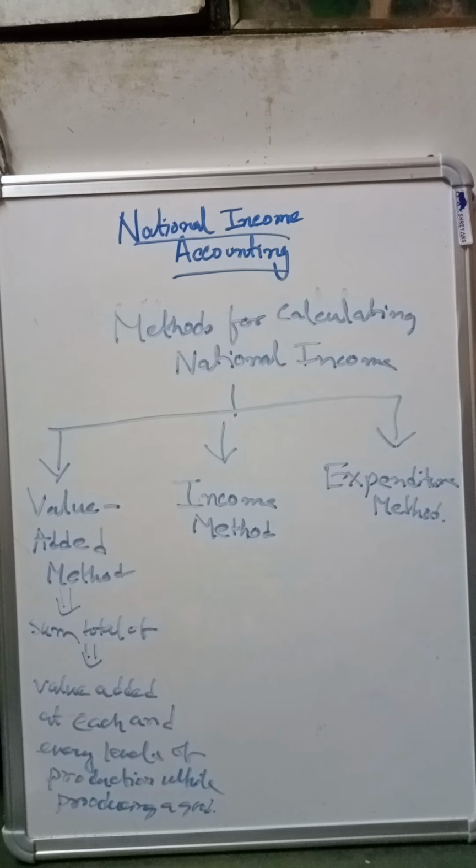Suppose we are making bread. Now for bread, first we need the wheat, right? After wheat, we need to convert the wheat into flour, then the flour will get converted into bread. So for converting the wheat into flour, we need some processing, some cost. That is some value we are adding, and then we are converting it into another good. So that is the value added method.